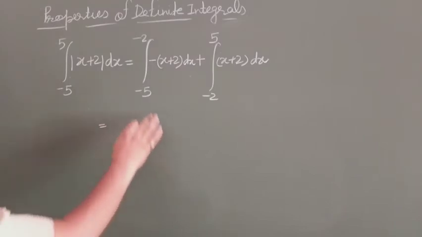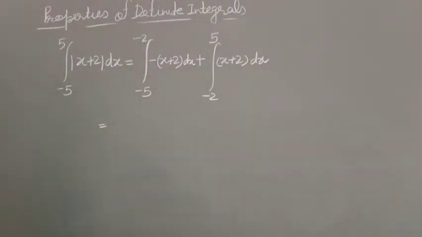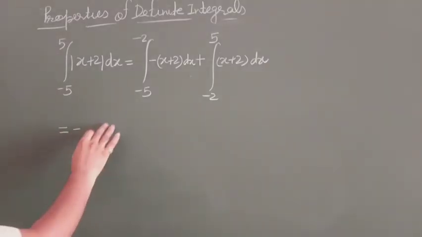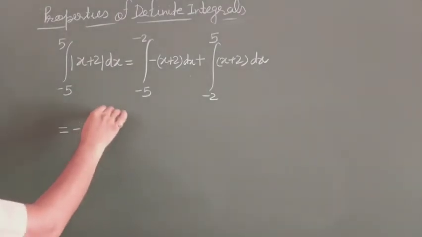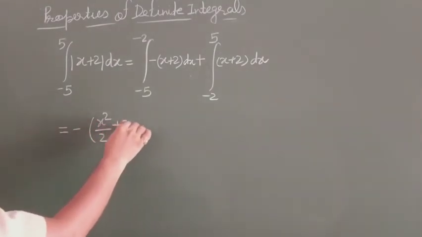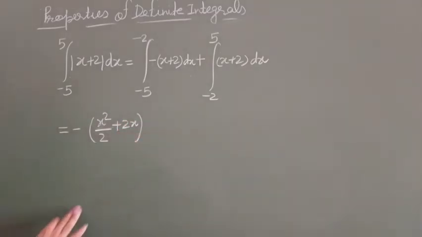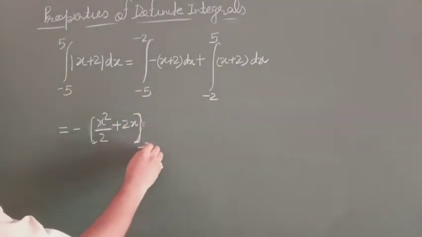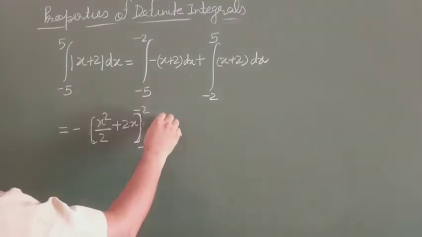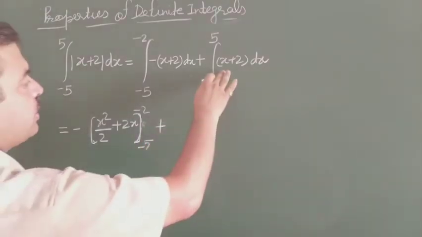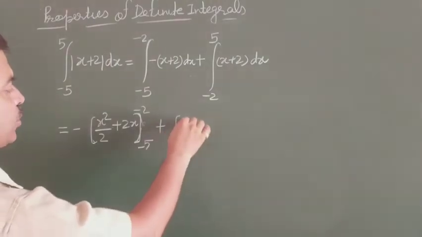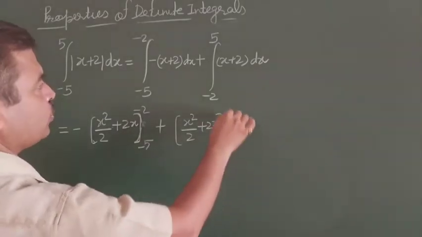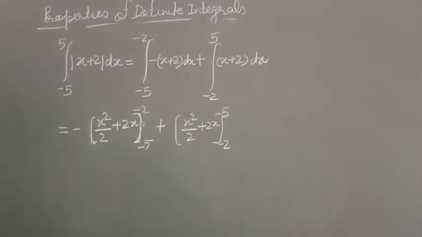Now let us calculate. Minus will be outside. Its integral is x square upon 2 plus 2x. Limits are given here. Limits are minus 5 to minus 2, plus its integral is also x square upon 2 plus 2x. Limits are minus 2 to 5. Correct?